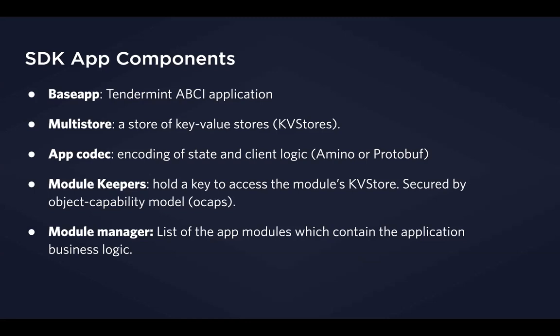There are the module keepers as well, which are the ones that hold a key to access the module's KV store. They are secured by the object capability module, which only assigns a key to the state as it requires it. For example, in Ethereum, a smart contract wouldn't have access to another smart contract's state. And this is by each module only having access to its specific KV store. And there's also the module manager, which lists all the application modules and does the wiring of them.